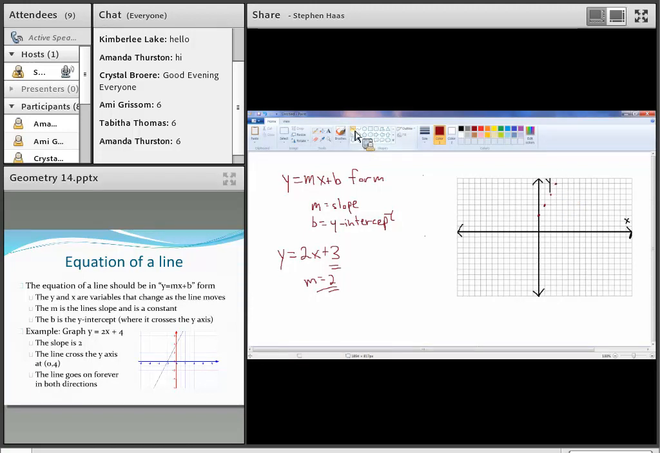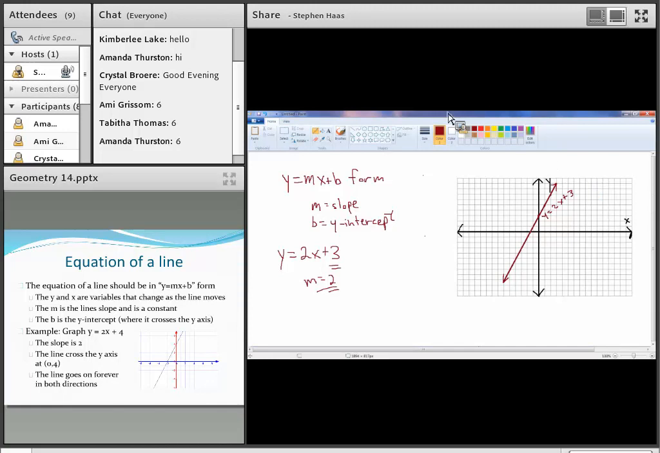And if I draw this line, really the truth is all you need is 2 points. Once you have 2 points, there's only one line that you can make that goes through them. But if you make 3 points or more, it actually makes it a little bit easier to draw. So this is what our line is going to look like. It really extends infinitely in either direction. And this line is y equals 2x plus 3.